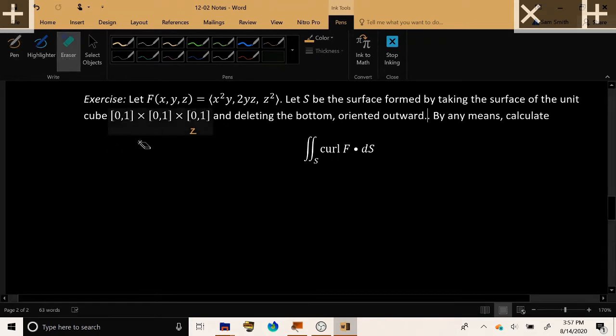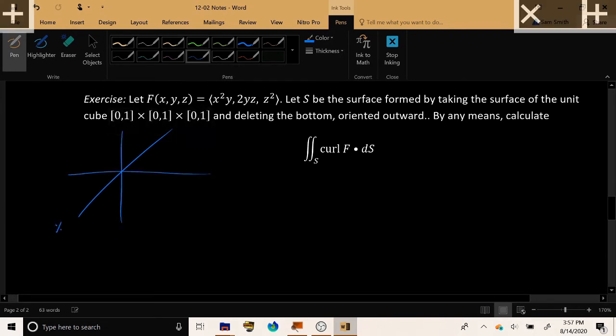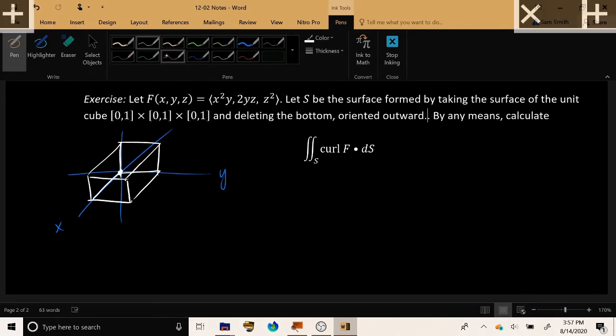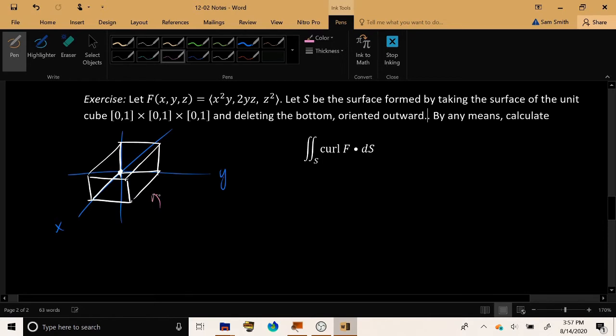Alright, now let's just get our handle on things. Here are the xyz axes, and we have this cube that stretches from 0 to 1 in every direction. So I'm just sketching it in. Now someone has deleted the bottom of this cube, and that leaves us with a boundary curve, which I will call C, which I'll draw in red here. Here's the boundary curve.